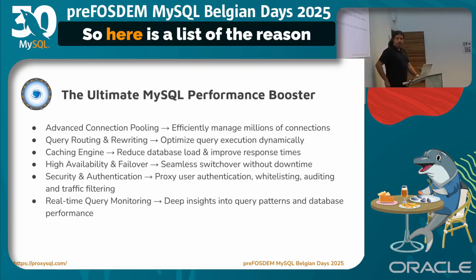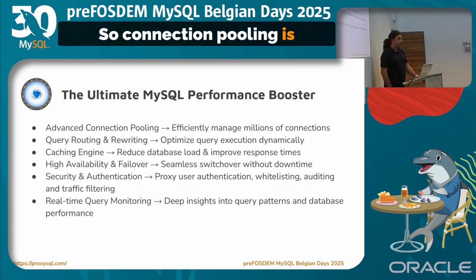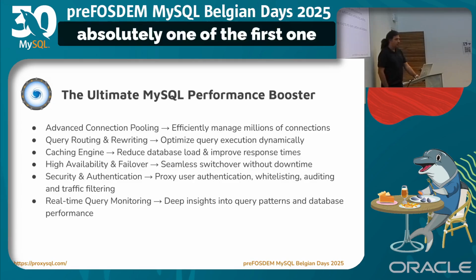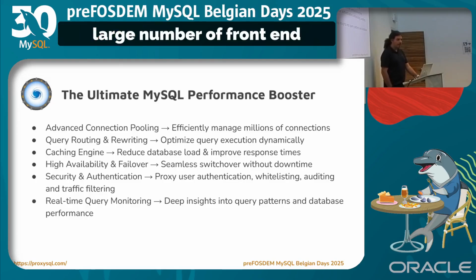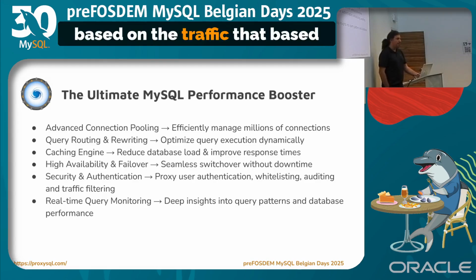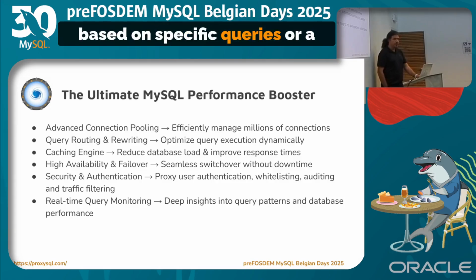So here is a list of the reasons that ProxySQL is able to improve performance. Connection pooling is absolutely one of the first ones, the ability of using few backend connections to handle a very large number of front-end connections. Query routing: based on the traffic, based on the query, it is able to route traffic to different backends, different clusters. You can have routing based on schema, based on username, based on specific queries, or a specific keyword inside a query, and so on.